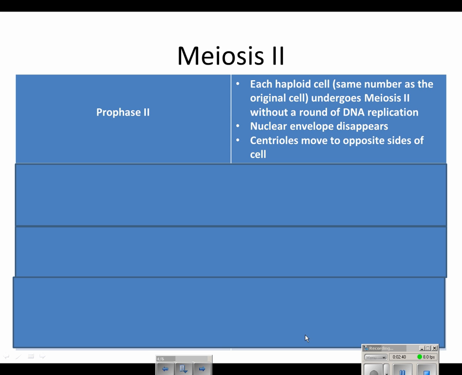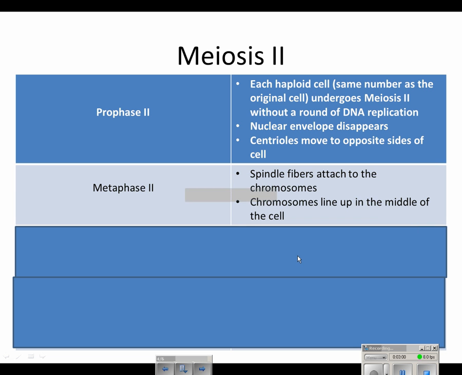In meiosis 2, we skip interphase because we have those two cells, and each haploid cell, which has the same number as the original cell, undergoes meiosis 2 without DNA replication. We have all the DNA that we need. The nuclear envelope disappears, and centrioles move to opposite sides of the cell, just like they did in prophase 1. In metaphase 2, the spindle fibers again attach to the chromosomes at the centromeres, and the chromosomes line up in the middle of the cell.